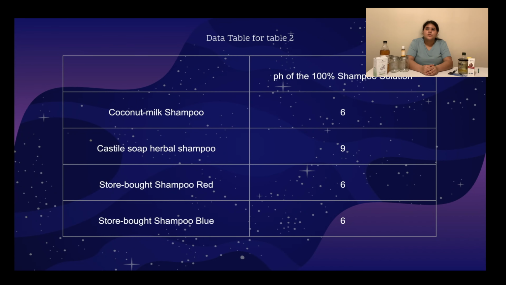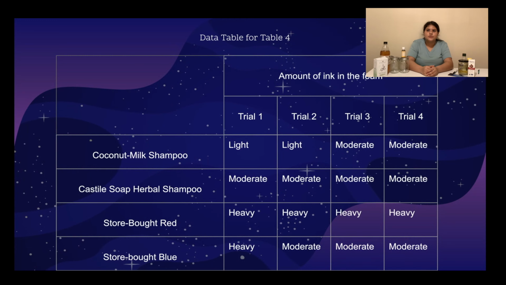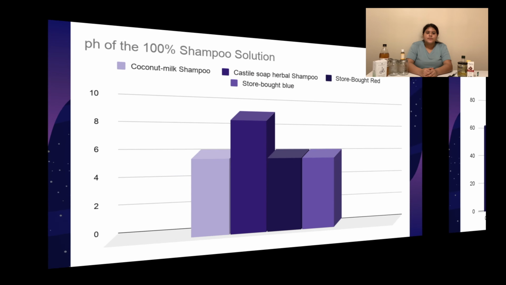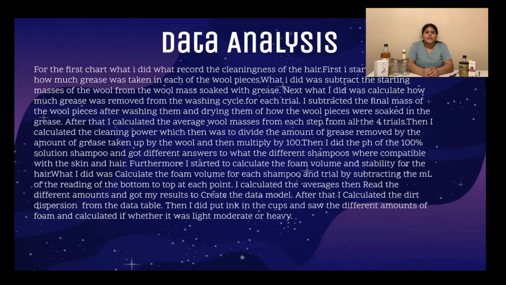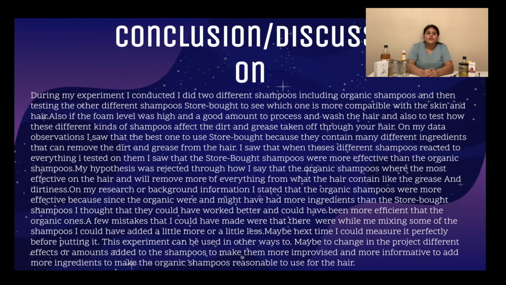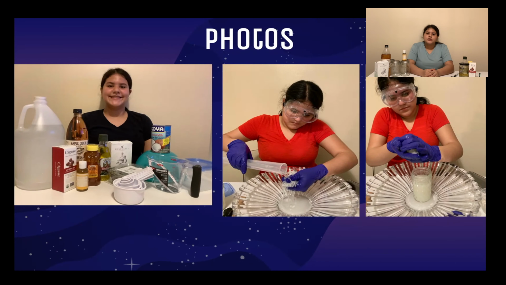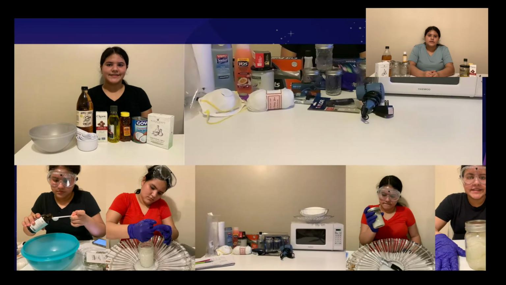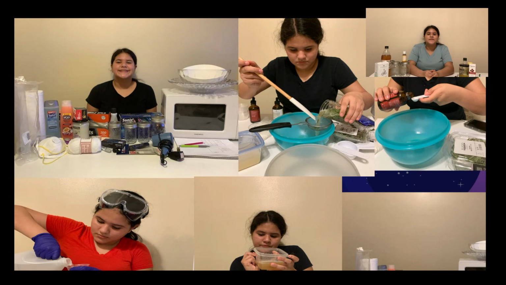My hypothesis was incorrect with me stating how the organic shampoos are the best to use on hair and skin. I believed that the organic shampoos were more efficient than the store-bought shampoos. In the end, the store-bought shampoos were compatible with both the hair and skin, instead of the organic shampoos. Therefore, my hypothesis was incorrect. This project was conducted by Ashley Campos from 75.